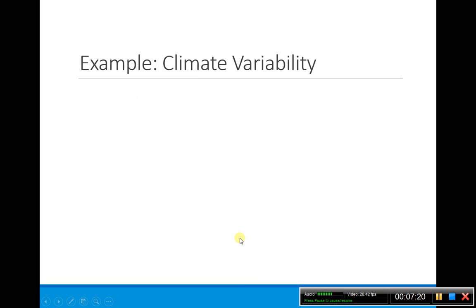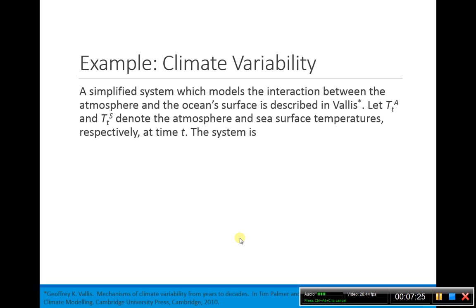Okay, so another example of where a stochastic differential equation might be used is climate variability. There's a model that was developed by Vallis, and it's a simplified model which models the interaction between the atmosphere and the ocean's surface. Here they let capital T with the superscript A stand for the atmosphere temperatures, and capital T superscript S for the sea temperatures at the same time little t.